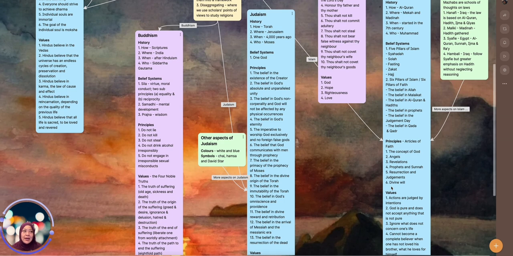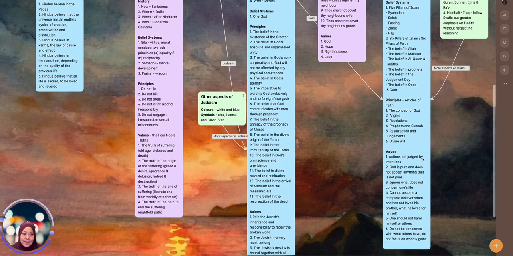For example, Allah has actually given you your family. This is your father and this is your mother. You cannot change that. And the fact that you understand this is something that God has given you, and understand that this is the divine power of Allah, then that's where articles of faith actually give you that. So the concept of God, angels, revelations, prophets and sunnah, resurrection and judgments, and last but not least, divine will. All right.